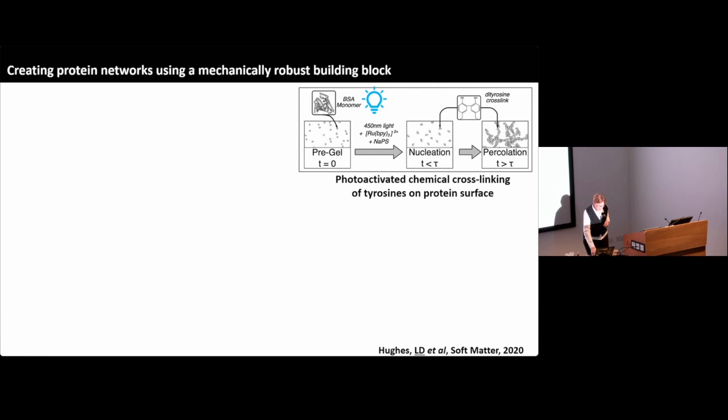Okay, so how do we do this? How do we form these networks? So in the image on the top right, you can see we take a folded protein. This example is just a simple BSA, a helical-rich protein, in solution. And we then trigger a chemical reaction. We add chemical reagents. We switch on a blue LED light source. And that allows dityrosines to form. These tyrosines are naturally found on the surface of the folded structure of this protein. So that triggers that photoactivated, irreversible chemical cross-linking reaction.